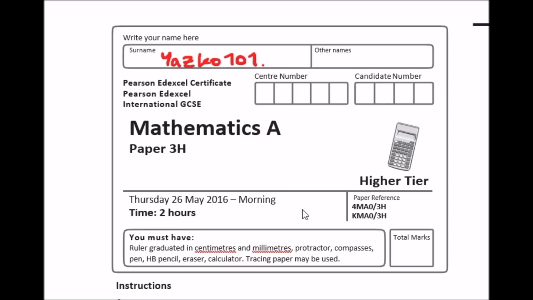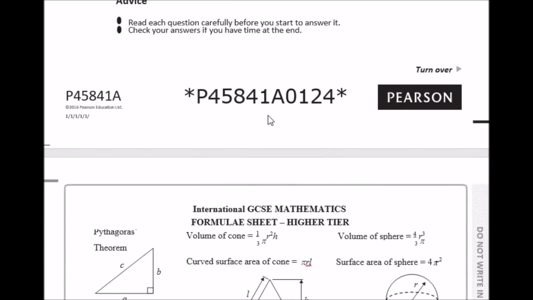This paper is from the May 2016, set in the morning, okay? So this is going to be approximately a 2-hour video, and I'm going to go through every single question, hopefully in the most efficient way. Okay, so what do we have here? This is the Edexcel IGCSE, and I'm going to go through everything.